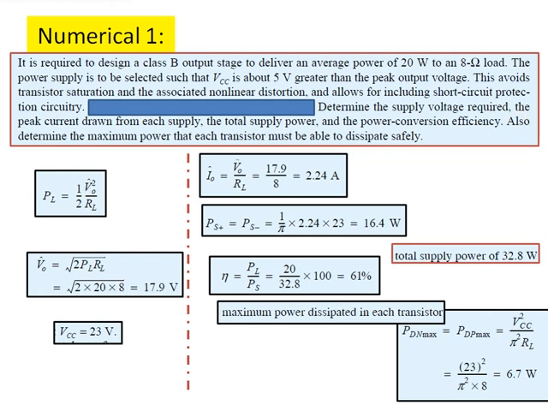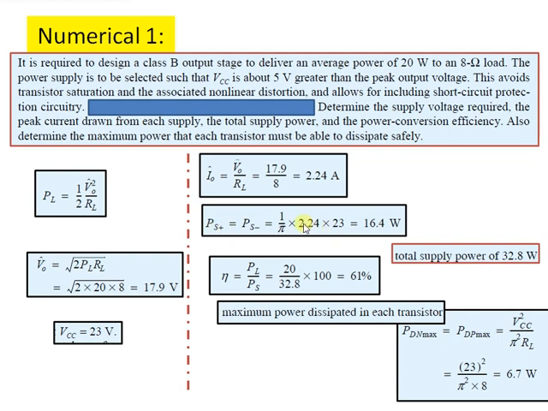Next, I need to compute the peak current drawn from each of the supplies, which is I naught cap equal to V naught cap divided by RL, and that gives me a value of 2.24 amps. Next, I need to compute the total supply power. So total supply power is the sum of individual power supplied.